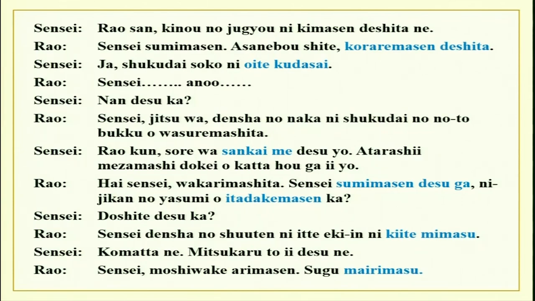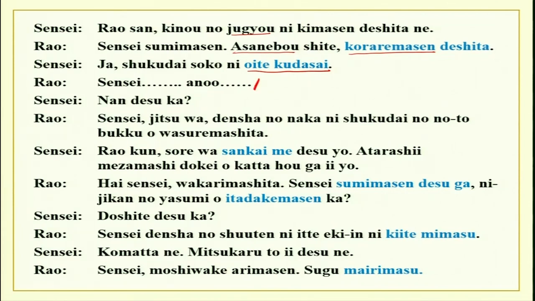So Rao-san, kino no jugyo ni kimasen deshita ne. Jugyo is class. You did not come, isn't it? Sensei sumimasen, asa nebo shite. I overslept and thus could not come. Ja, shukudai soko ni oite kudasai. Please put your shukudai, which is homework, over there. Sensei could have said koko ni oite directly, but because Rao-san is not a small boy, sensei is saying oite kudasai.